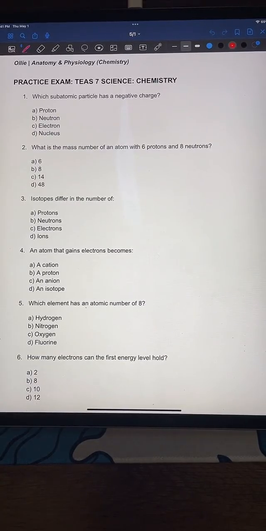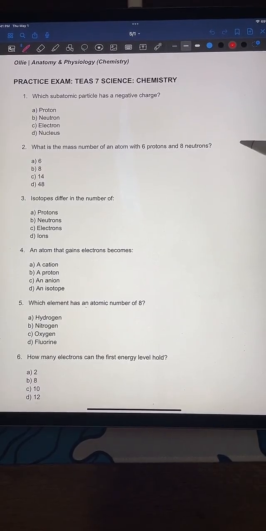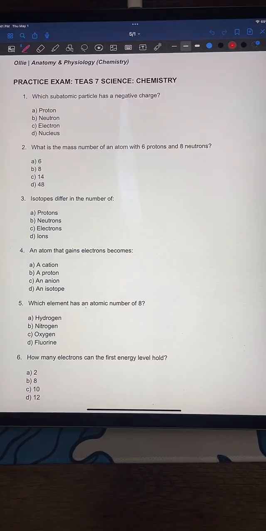Hello, everybody. Welcome in. My name is Ollie. I have a master's degree in molecular medicine, and I do go live every day covering topics that you guys request, mostly anatomy and physiology. Today, we're doing some chemistry for the TEAS 7 exam, just some review. We're on number 1. Which subatomic particle has a negative charge?